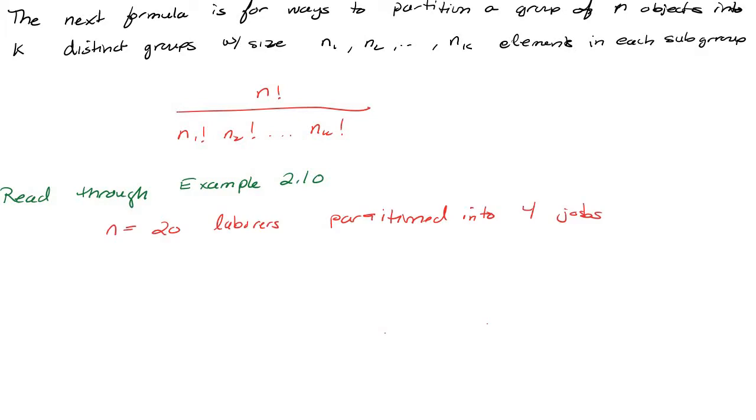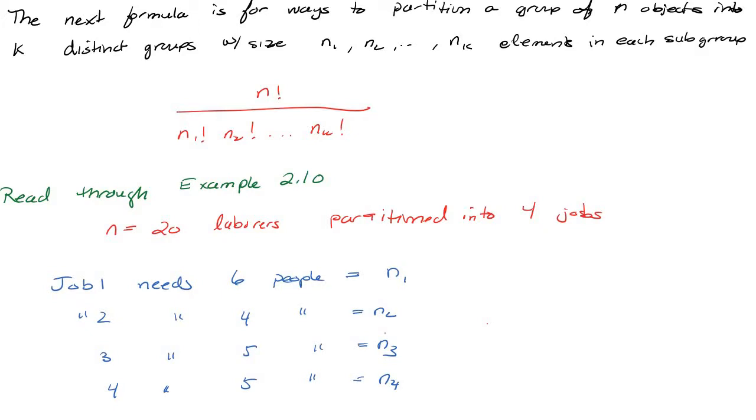I'm going to go through this quickly to illustrate how to do it, but this is straight from example 2.10. If I have 20 laborers and 4 jobs, and I have to assign them to these 4 jobs, the first job needs 6 people, that's my n1. My second job needs 4 people. My third job needs 5, and the fourth job needs 5. So you see how I've labeled them n1, n2, n3, and n4. That was not in the example.